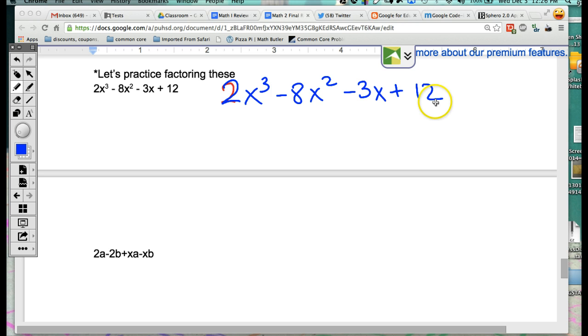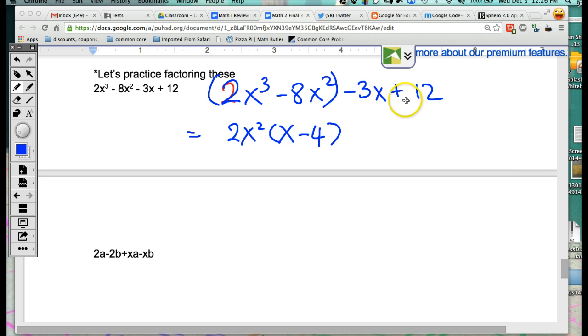This method is very simple. You group the two terms together. For 2x cubed and negative 8x squared, what do you have in common? You can divide both by 2 and by x squared, so you pull that out and open up a smaller parentheses. 2x cubed divided by 2x squared is 1x left, right? What is negative 8x squared divided by 2x squared? Negative 4. That's what you have left on that side.